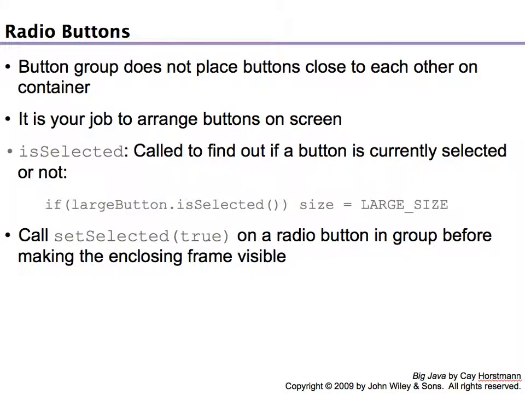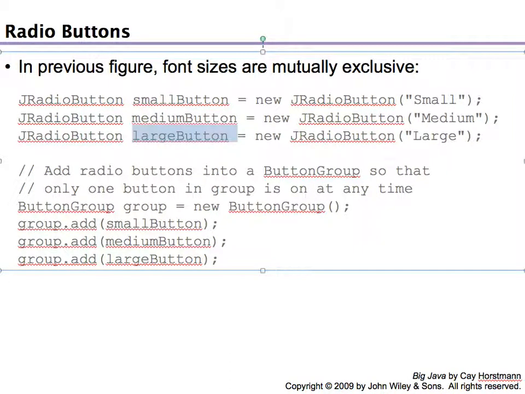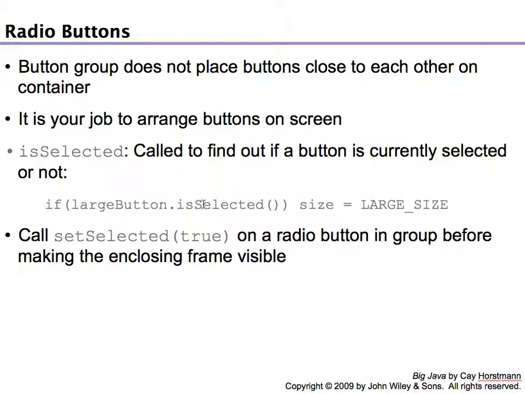You can call on the button to know if the button is selected by calling the method isSelected. So you say if the large button, which is this one that you created, is an object, you call on the object the method isSelected. And if it is selected, you specify the size that is large. You can also, if you want to set a radio button from code, call the method setSelected.